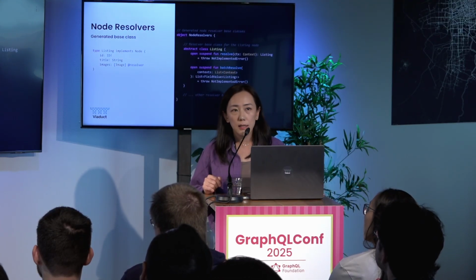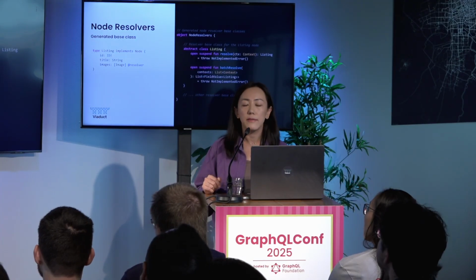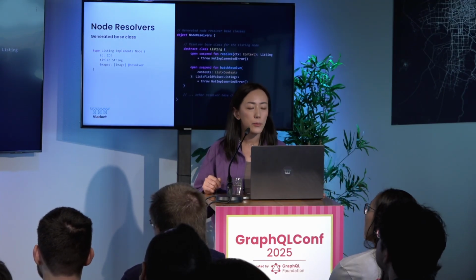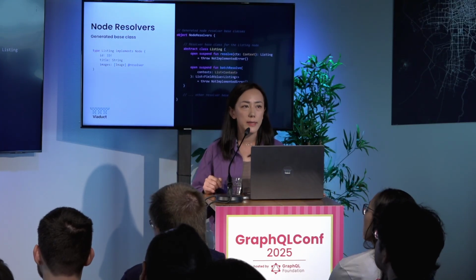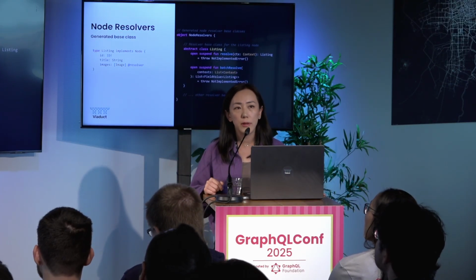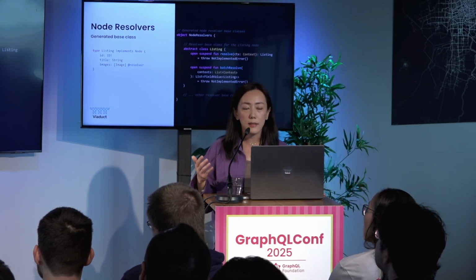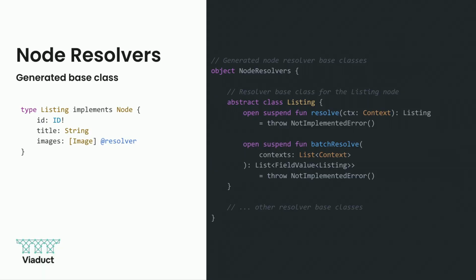All right, so now let's take a look at node resolvers, which are very similar to field resolvers. Again, we generate a base class, which is shown on the right side. So this is for the schema on the left, where there's a listing, and the node resolver is responsible for resolving all the fields under the node without their own field resolver. So in this example, it's responsible for the title field, but not the images field. And again, we have both a resolve function and a batch resolve function, and you can choose to implement either one.